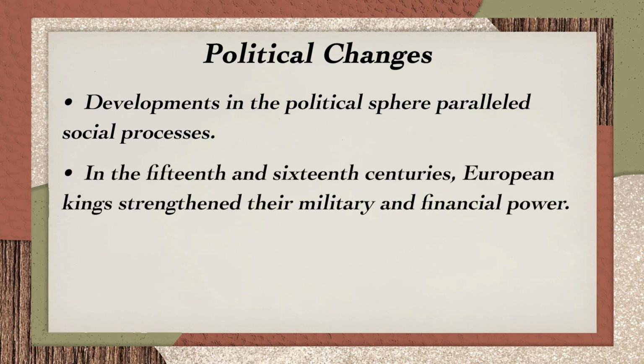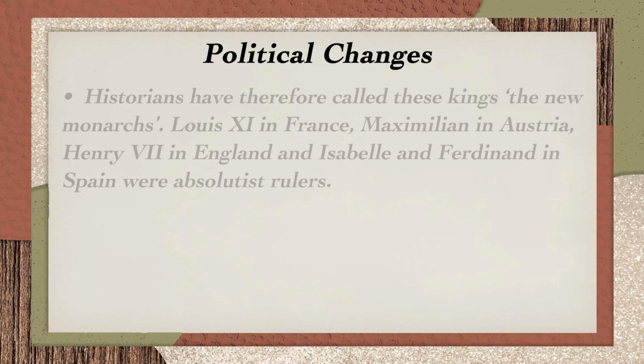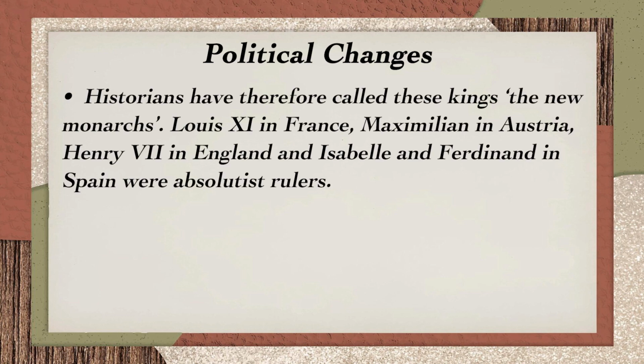In the 15th and 16th centuries, European kings strengthened their military and financial power. The powerful new states they created were as significant for Europe as the economic changes that were occurring. Historians have therefore called these kings the new monarchs.